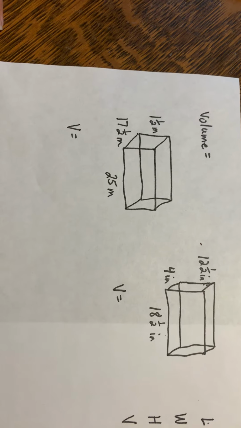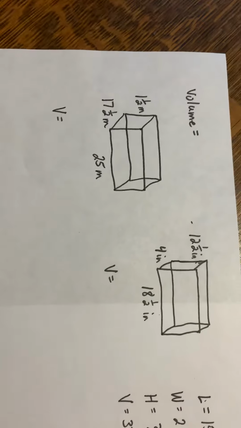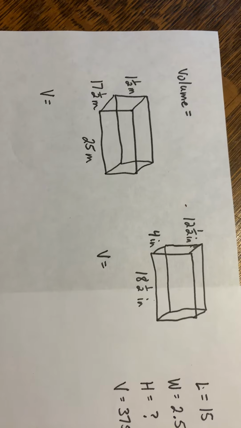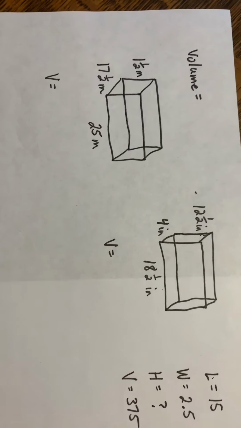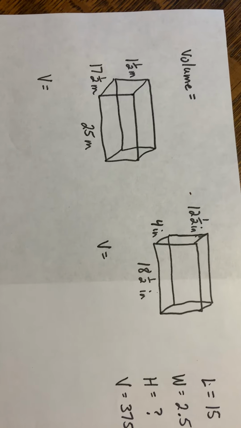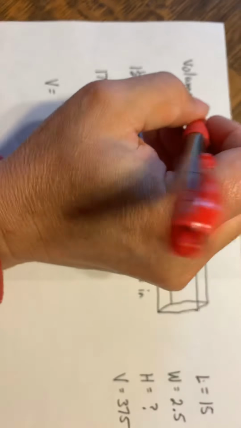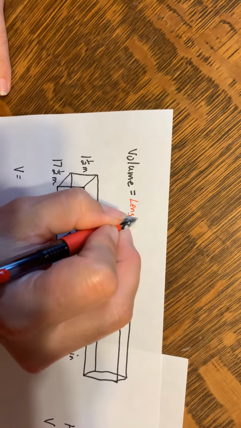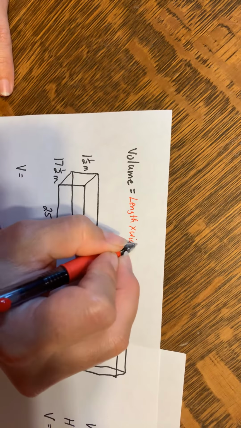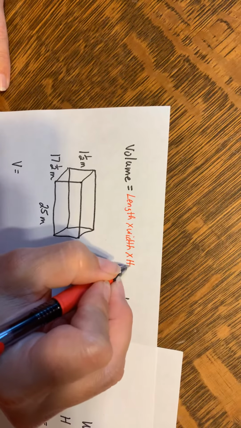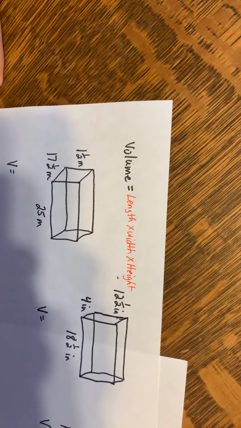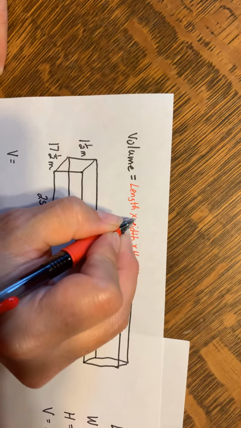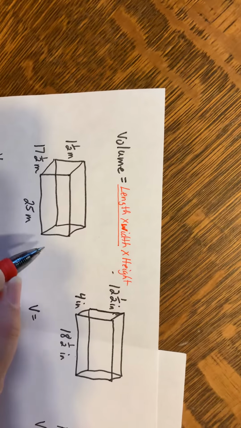All right, guys, we're going to hit lesson 16.4, which is on finding volume. So volume is a three-dimensional shape. So you're going to have three dimensions. You're going to have a length, you're going to have a width, and you're going to have a height. So finding volume, volume equals length times width times height.